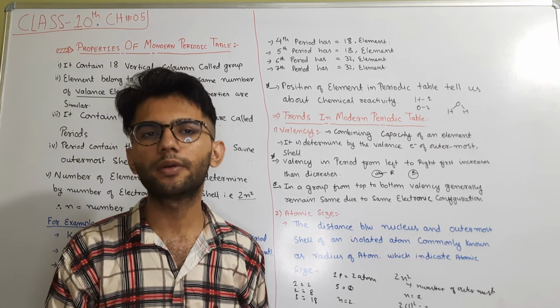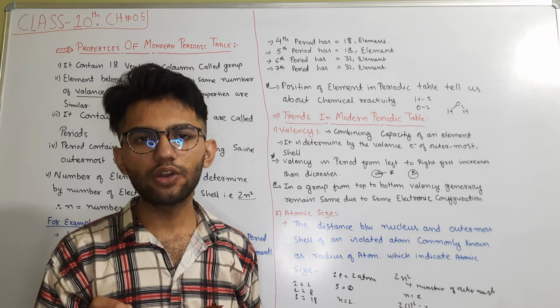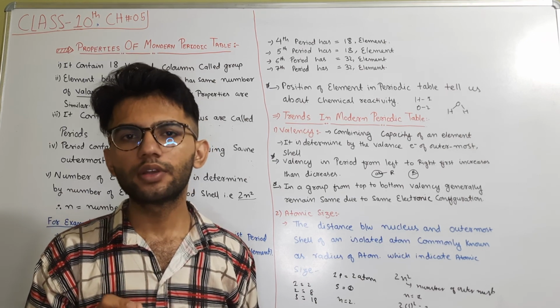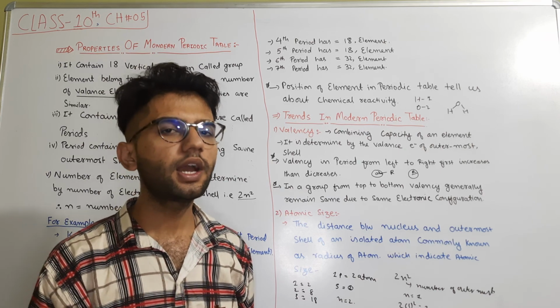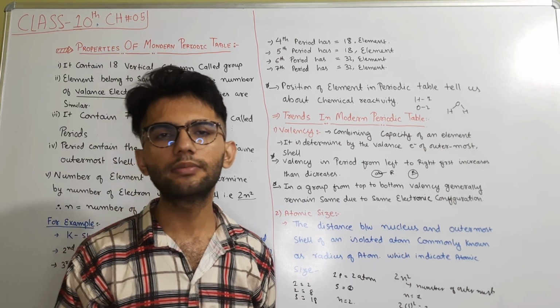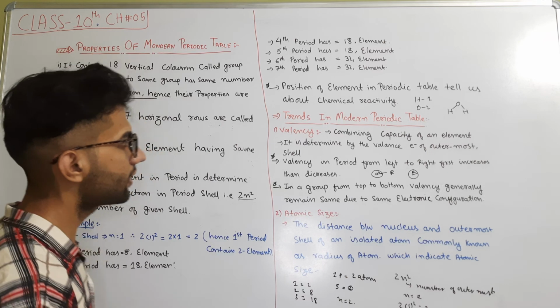So simply put, the position of each and every atom in the modern periodic table gives us an idea of the chemical reactivity of that atom.